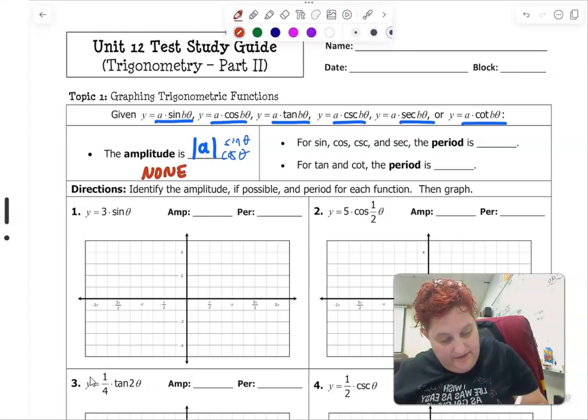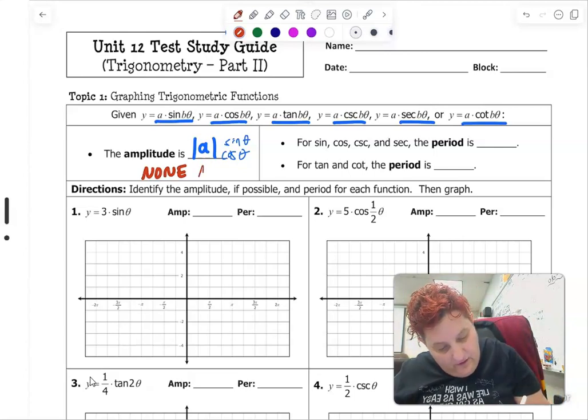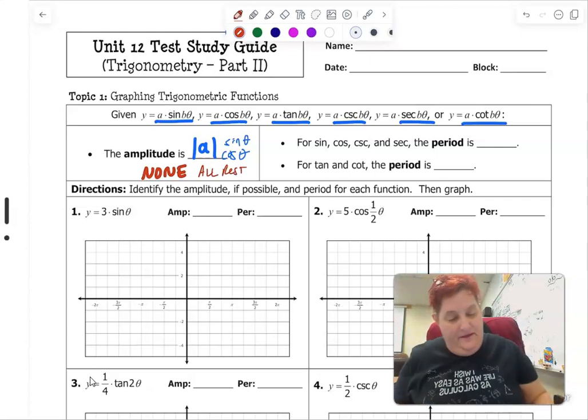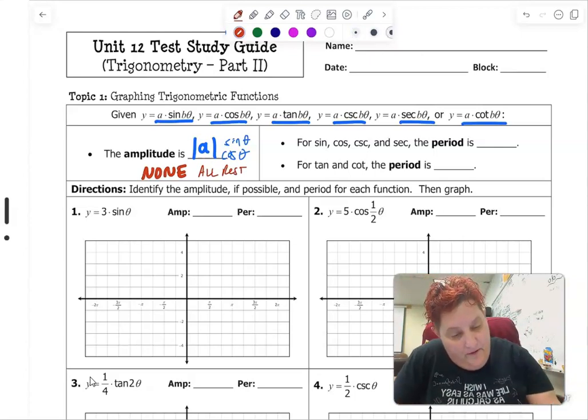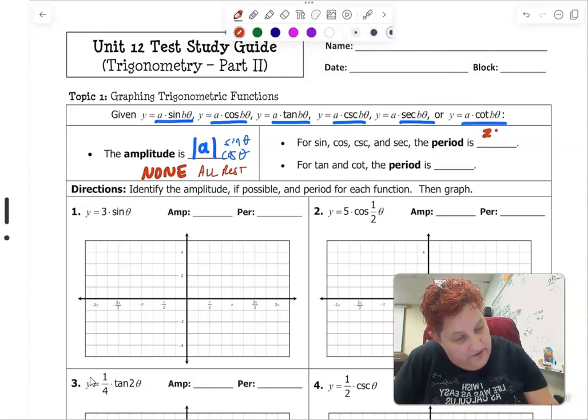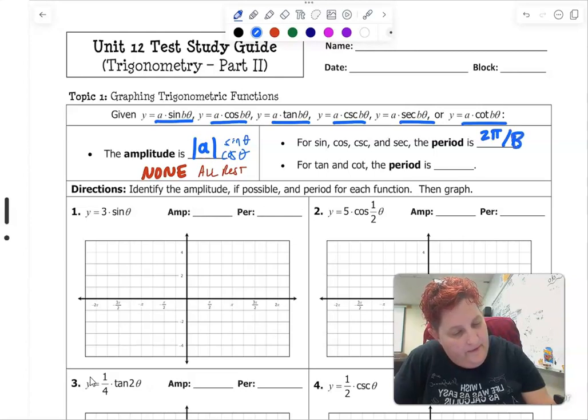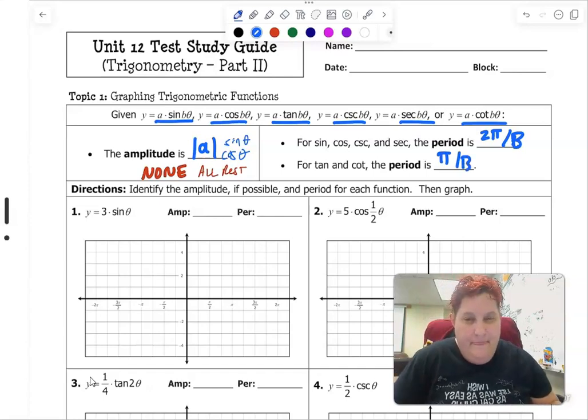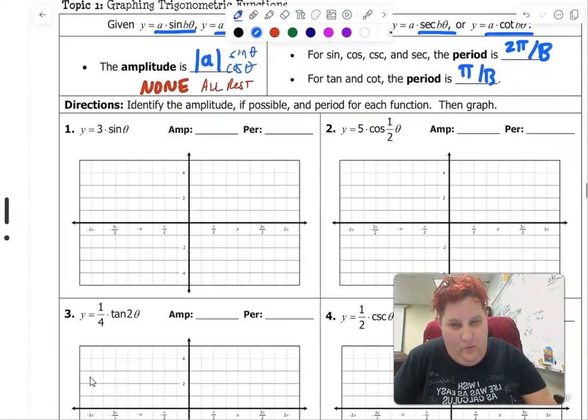Because remember we talked about this, the little liney things go off into infinity. For all the rest that are not sine and cosine, the amplitude is none. Okay, for sine, cosine, cosecant, and secant, the period is 2 pi over b. And for tan and cotan, the period is pi over b. Okay, so we're going to start with one of each.